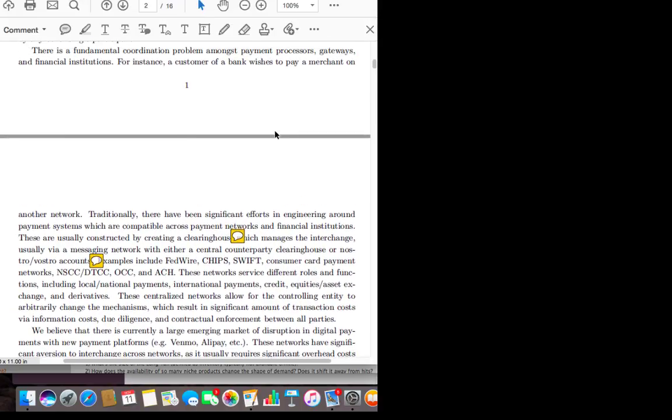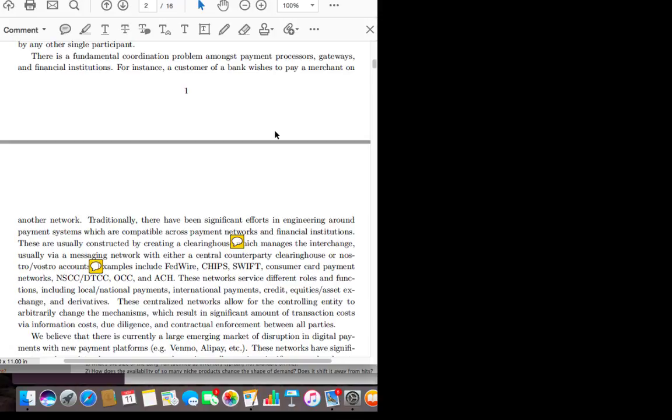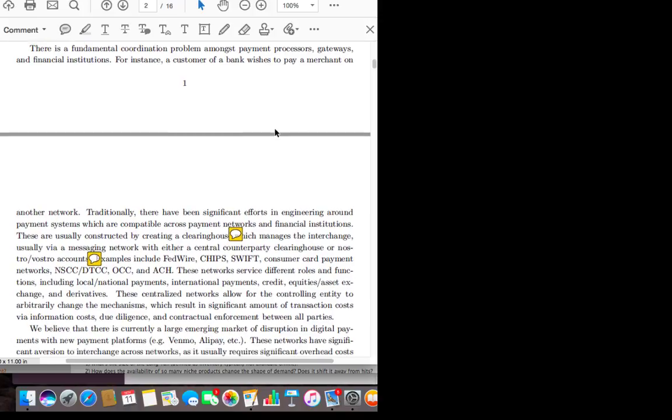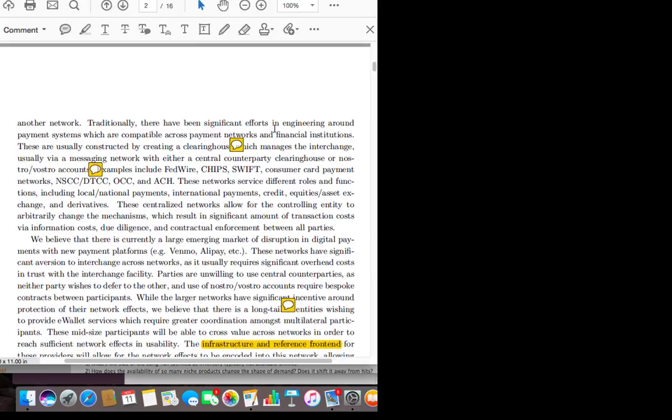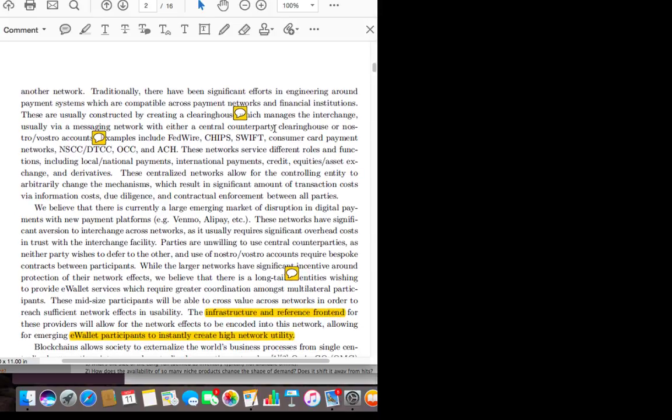So they give some examples here of issues with coordination, the coordination problem between the payment processors, the gateways, and the financial institutions. One specific example they give is a customer of a bank wishing to pay a merchant on another network. So I just mentioned that a few minutes ago. Right now, there's a number of different engineering workarounds, you could call them, to make that happen, usually constructed with a clearinghouse.